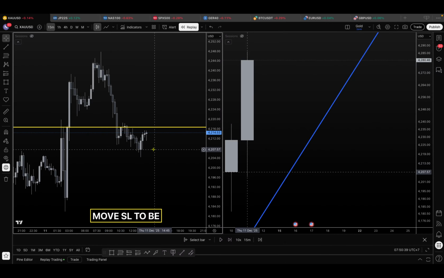So what is my confirmation for an entry? My confirmation for an entry is when the price broke this high to create a higher high on 15 minutes, which meant that I could get in, right?